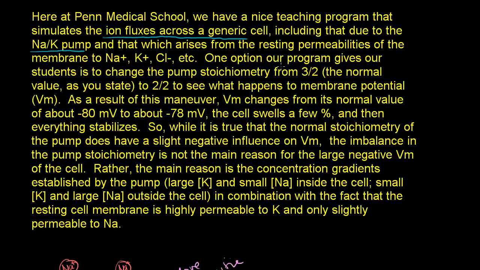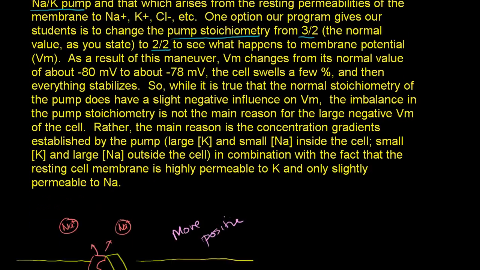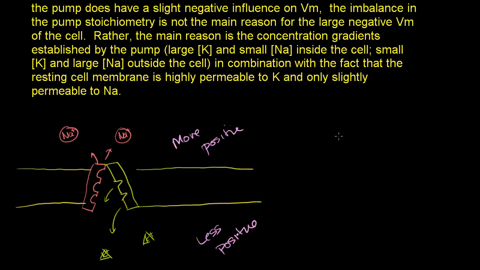One option our program gives students is to change the pump stoichiometry from 3 to 2. So when he's talking about pump stoichiometry from 3 to 2, he's just talking about changing the ratio. So they change it from 3 to 2 to 2 to 2. So what that means is they have a simulation program that says, well, what if the sodium potassium pump, instead of pumping 3 sodiums out for every 2 potassium it pumps in, what if it was even? What if it was 2 sodiums and 2 potassiums?